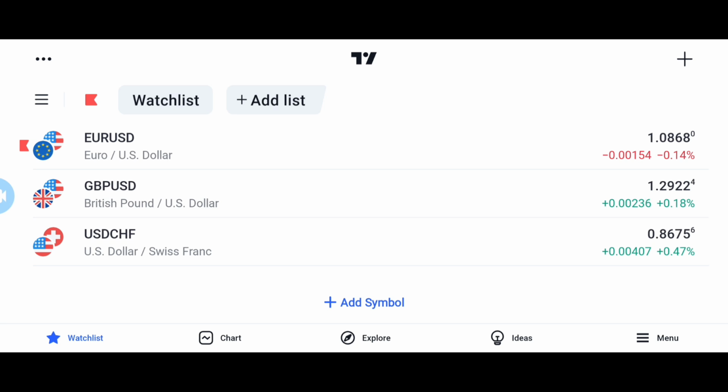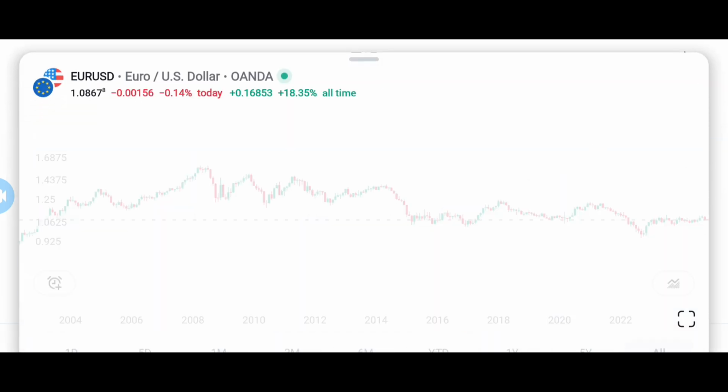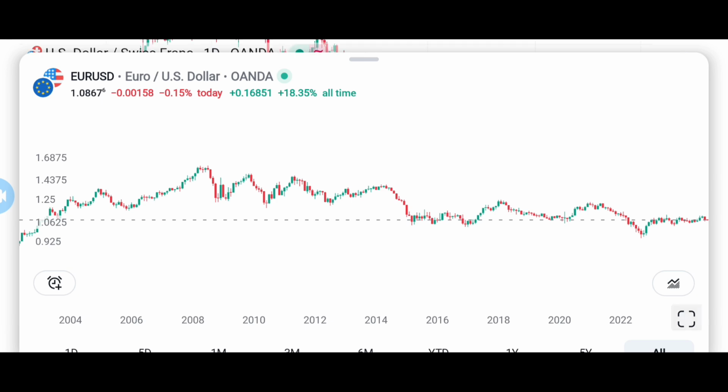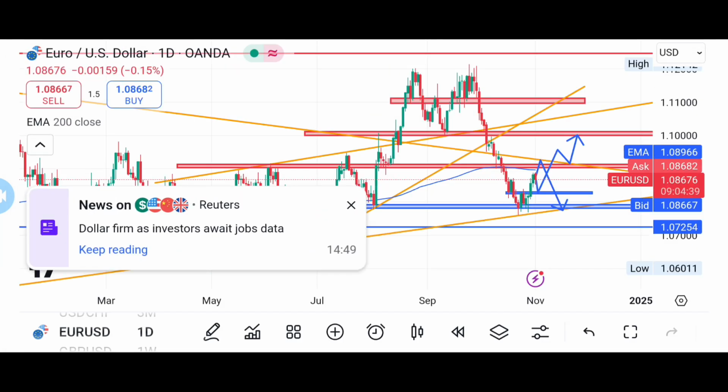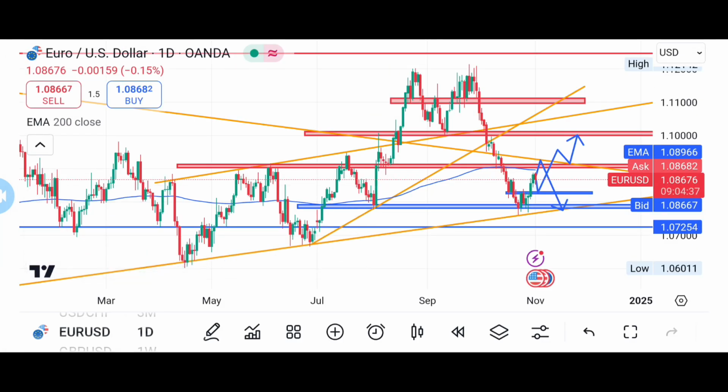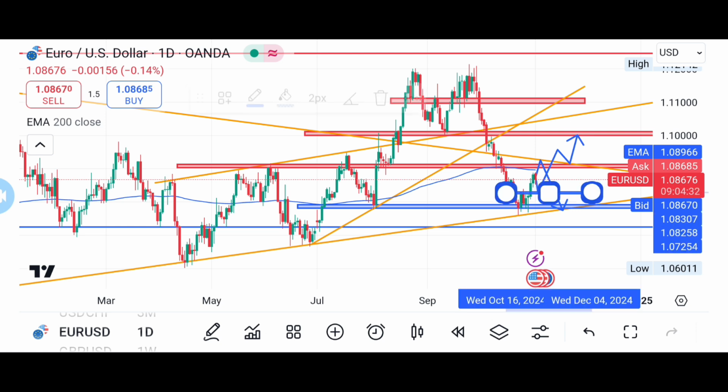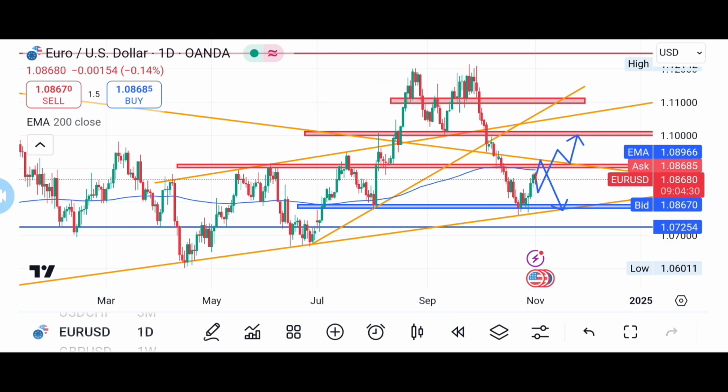And today guys, I want us to analyze three pairs, that is EURUSD, GBPUSD and USDCHF. So we shall continue, we shall start with EURUSD. I'll be very fast. So guys, when you open EURUSD, I've already analyzed this market, so I'll be explaining what I'm thinking.